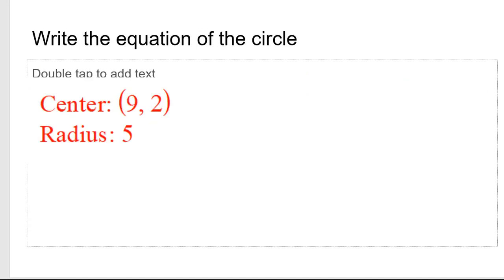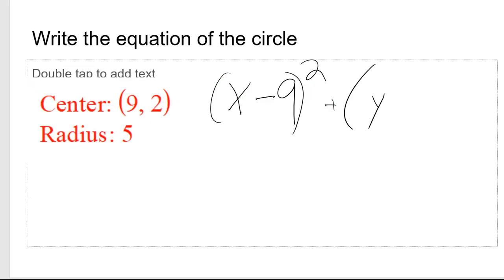Alright, so now we're working backwards. Our center is 9, 2. So our first one starts with x, and it's positive 9, so I'm going to write a negative 9 squared. It's always going to be plus, right? Yep. And then for y, that's positive, so we're going to write negative 2.